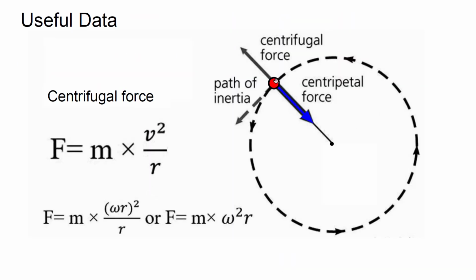We know that if a body is moving in a circular motion about a point, it will experience centrifugal force and centripetal force. The formula for centrifugal force is F equal to m v square by r, or it can be simplified to F equal to m omega square r. Let's see how to use this information in our present problem.